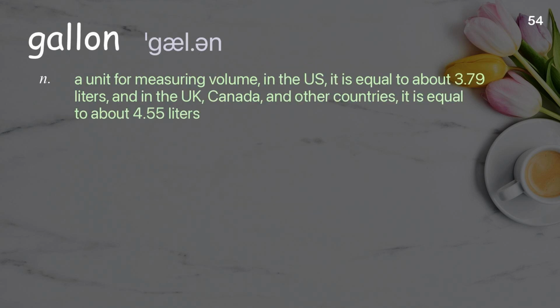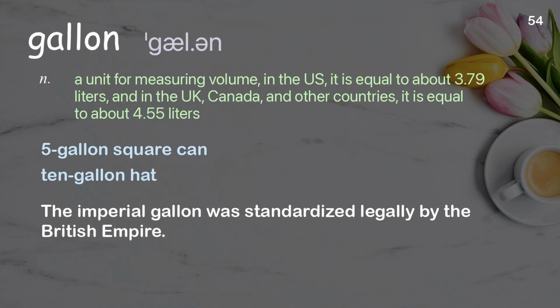Gallon. A unit for measuring volume. In the US, it is equal to about 3.79 liters, and in the UK, Canada, and other countries, it is equal to about 4.55 liters. Examples: 5-gallon square can. 10-gallon hat. The imperial gallon was standardized legally by the British Empire.